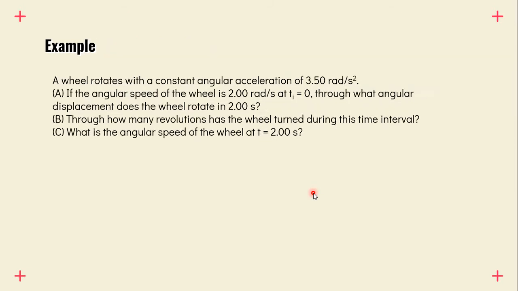Okay, so let us have an example. For our first example, we have a wheel that rotates with a constant angular acceleration of 3.5 radians per second squared. If the angular speed of the wheel is 2 radians per second at the initial time, which is 0, through what angular displacement does the wheel rotate in 2 seconds? Letter B, through how many revolutions has the wheel turned during this time interval? And letter C, what is the angular speed of the wheel at t equals 2 seconds?